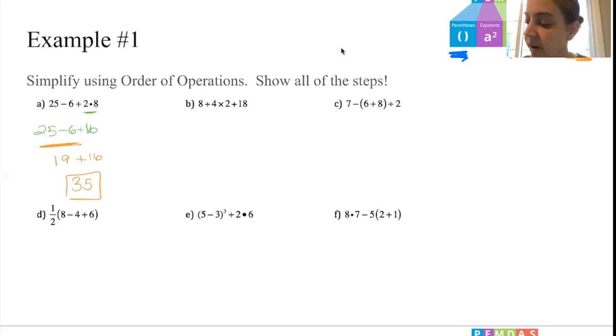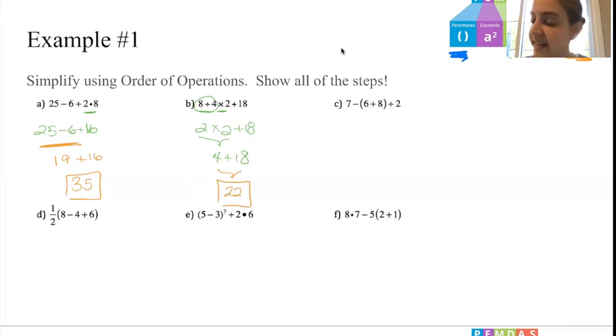For the next one, we're looking for parentheses again. I don't see any. No exponents, but I do have a multiply and divide. Here's the divide. Here's the multiply. We start on the left and go to the right. So 8 divided by 4 is 2. 2 times 2 plus 18. 2 times 2 is 4. 4 plus 18, now I'm up to my addition. 4 plus 18 is 22.